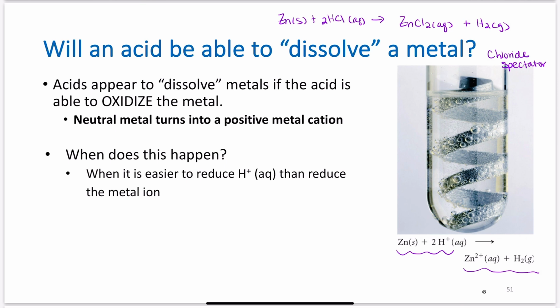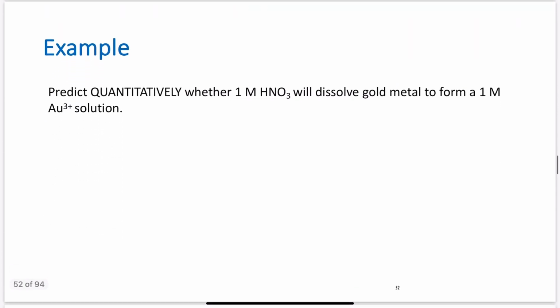So again, when does this happen? When it's easier to reduce the H plus into H2 gas than to reduce the metal ion itself. So let's work some examples, because again, that's the best way to see this.